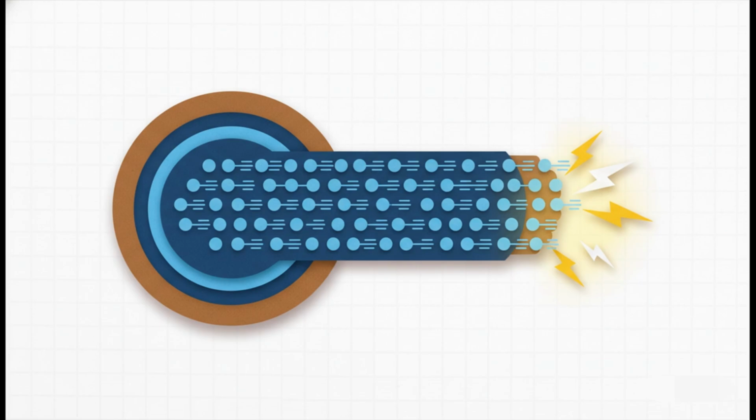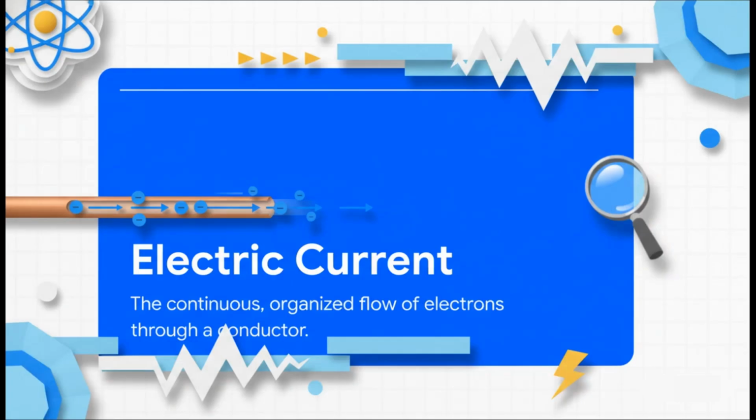Now that is the magic moment. That organized one-way street of electrons is what we call an electric current. It's no longer a chaotic crowd. It's a disciplined march. So let's just lock in that definition. An electric current isn't just about electrons moving. It's about organized movement. It is that steady, continuous, orderly flow of electrons through a conductor. That is what we mean when we talk about electricity flowing.